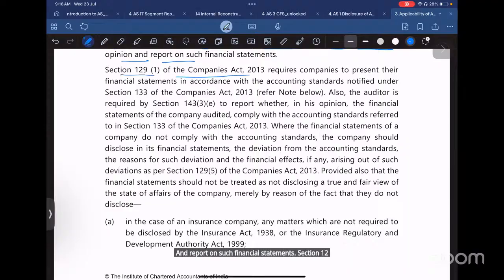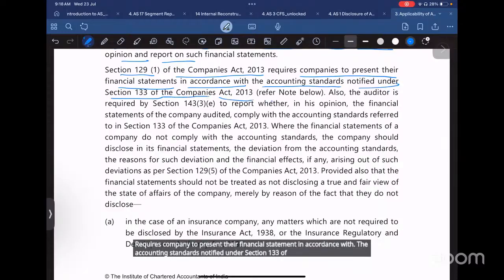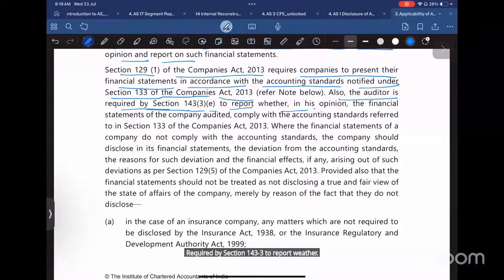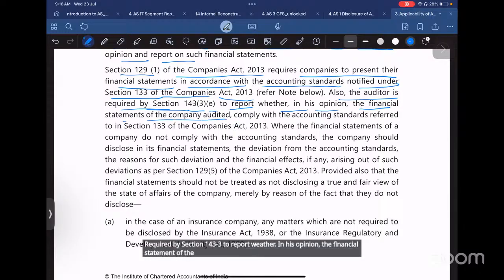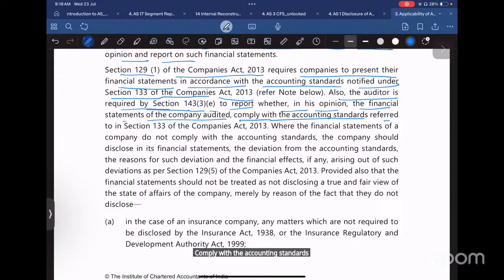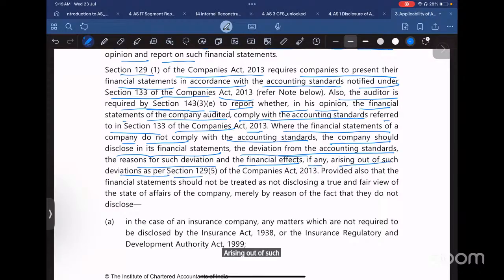Section 129(1) of the Companies Act 2013 requires companies to present their financial statements in accordance with the accounting standards notified under Section 133 of the Companies Act 2013, and the auditor is also required by Section 143(3)(e) to report whether, in his opinion, the financial statements of the company audited comply with the accounting standards referred to in Section 133 of the Companies Act 2013. Where the financial statements of a company do not comply with the accounting standards, the company should disclose in its financial statements the deviation from the accounting standards, the reasons for such deviation, and the financial effects, if any, arising out of such deviation, as per Section 129, subsection 5 of the Companies Act 2013.